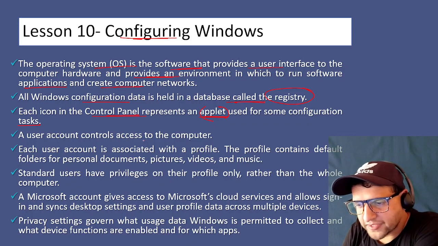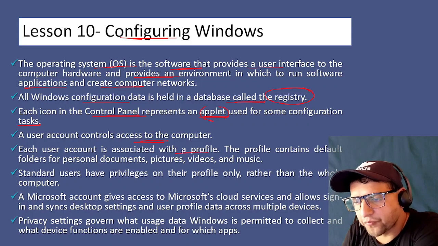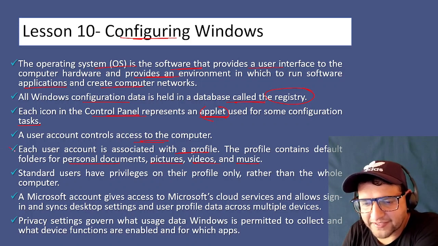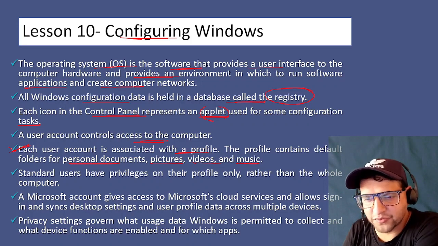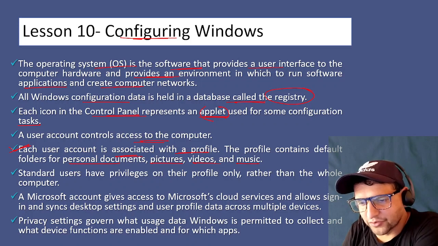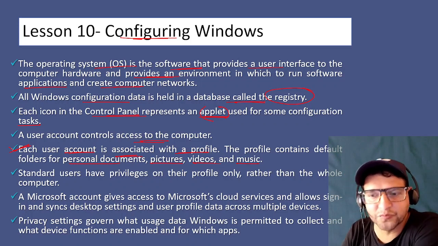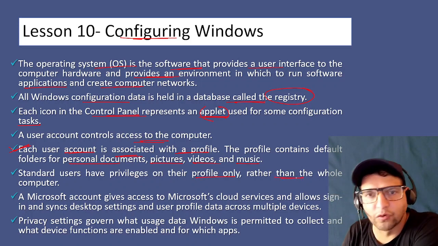A user account controls access to the computer, we know that, but each user account is associated with a profile. The profile contains default folders for personal documents, pictures, videos, and music. I was able to see a relevant question related to this concept in this exam yesterday. I'm not saying exactly what the question was, but I got a question which was related to this concept. So we need to remember this. So we know each user has an account, but the account is connected with a profile, and that profile is connected with those folders. Standard users have privilege on their profile only rather than the whole computer.